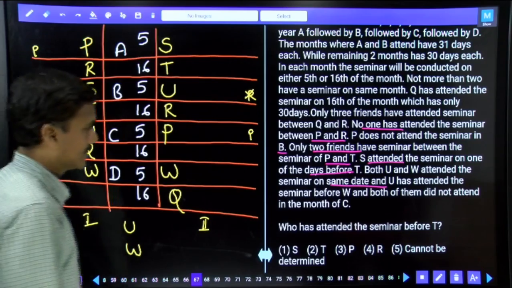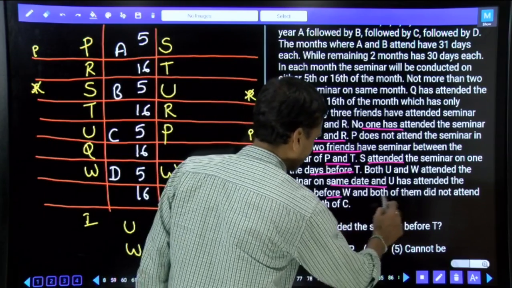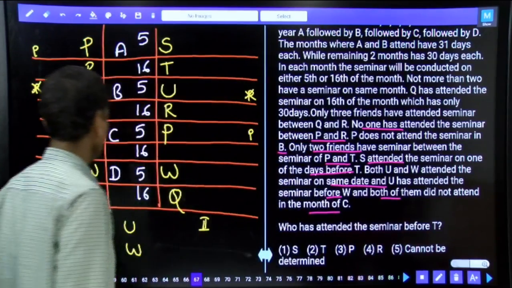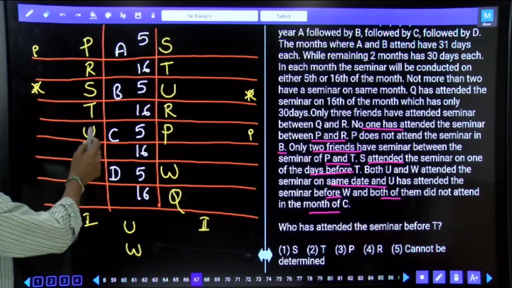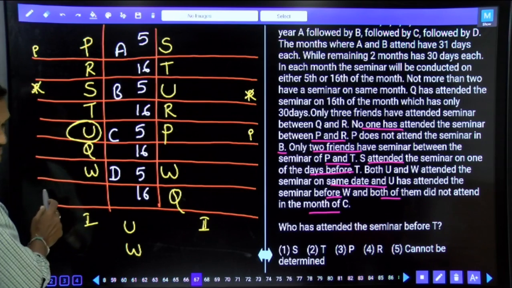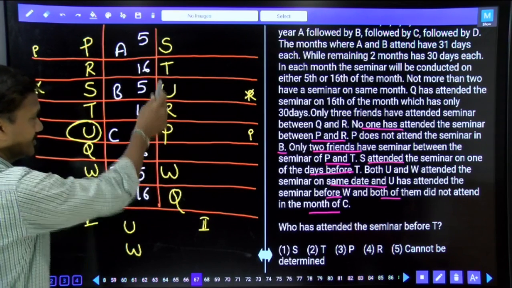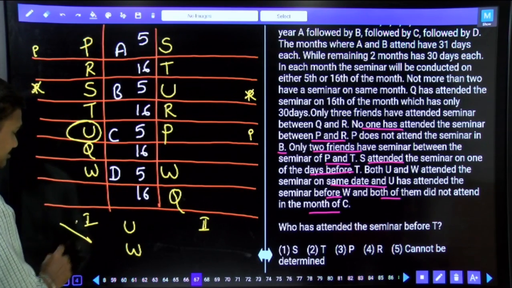And next one, U attended before W and both of them did not attend in the month of C. Hence U and W cannot be in the month of C. Whereas in the first case, U is in the month of C. Isn't it? Here, U and W are not in the month of C. Hence this case is completely ruled out.